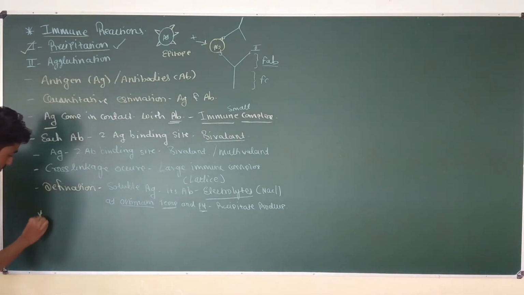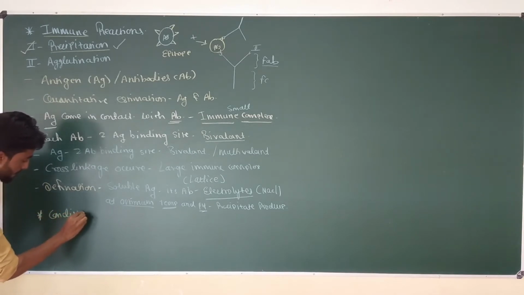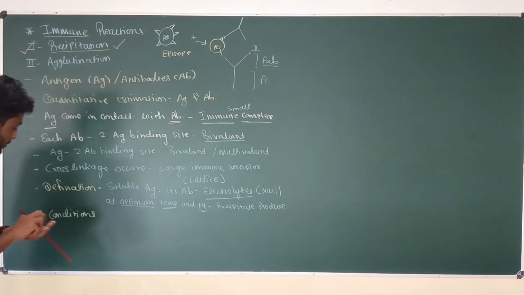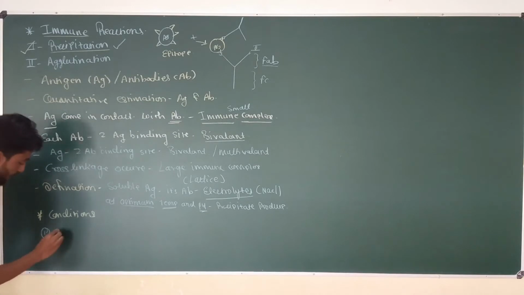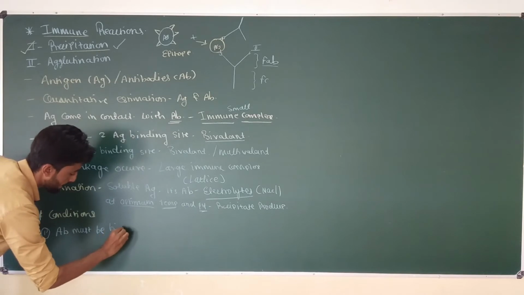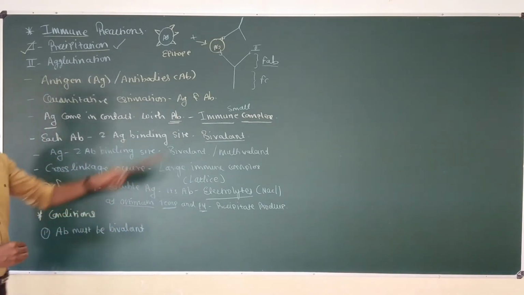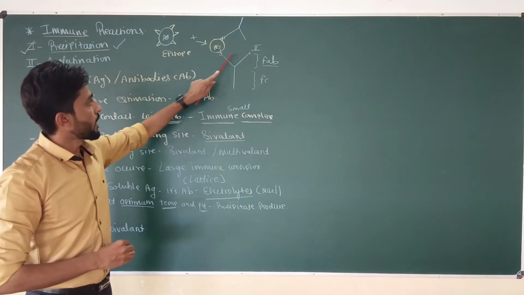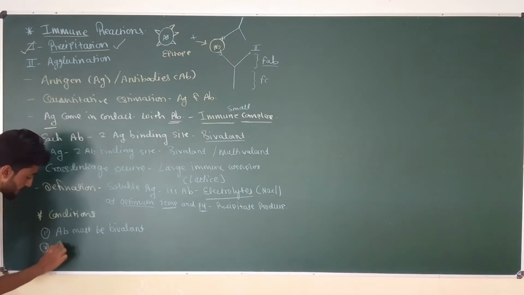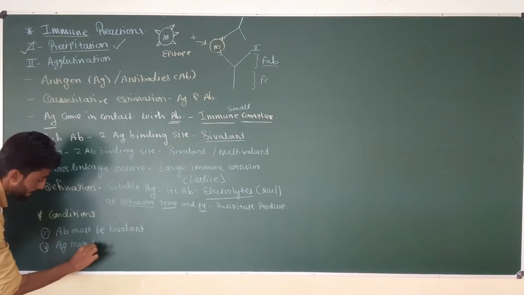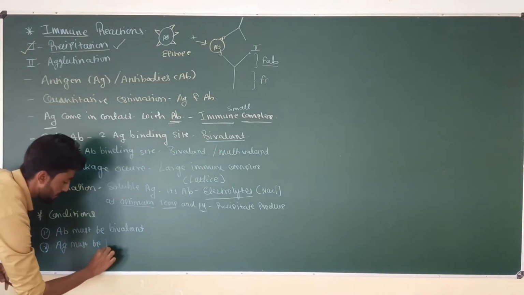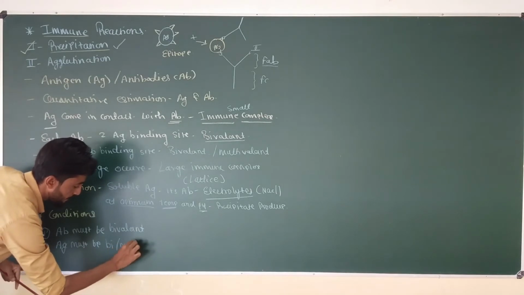Okay, so conditions which are required for a successful precipitation reaction. Number one is antibody must be bivalent. Okay, the antibody must have two antigen binding sites. Okay, first criteria. Now the next condition is antigen must be bivalent or multivalent. Bi or multivalent.